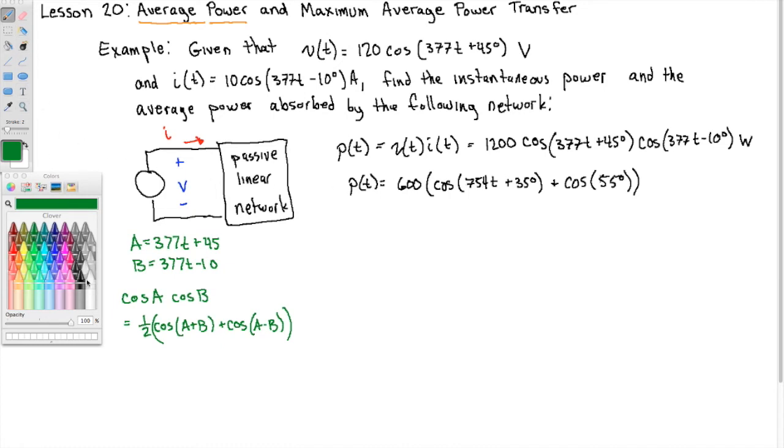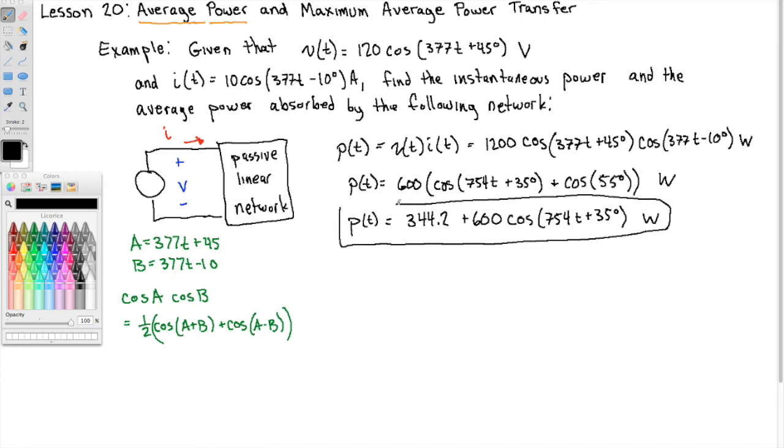Now, this is in watts, and cosine of 55 is just a constant. So you can factor the 600 through, multiply by that constant, and you're left with 344.2 plus 600 cosine of 754t plus 35 degrees. Remember when we said that the instantaneous power had this constant plus a sinusoid at twice the frequency? There it is. That's the instantaneous power. You tell me what time it is, t, and I'll tell you what the power is, p of t.